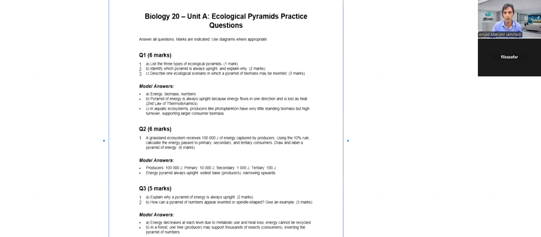So, list the three types of ecological pyramids. Please help me to list them.